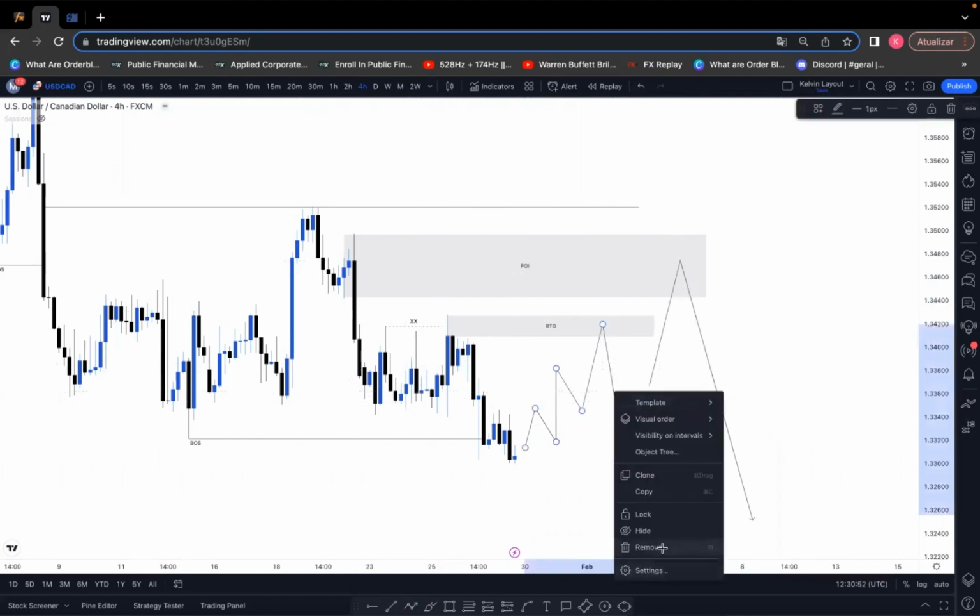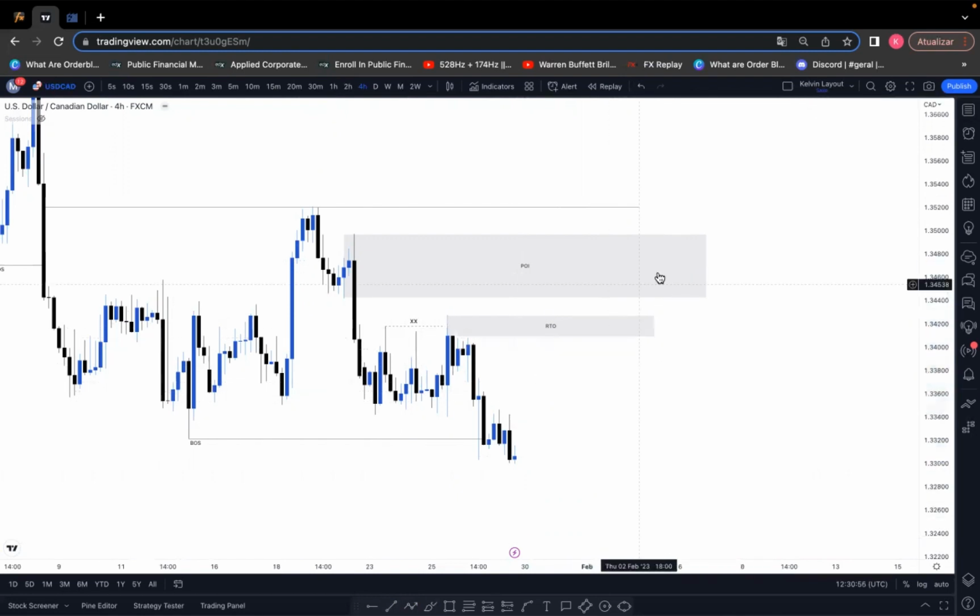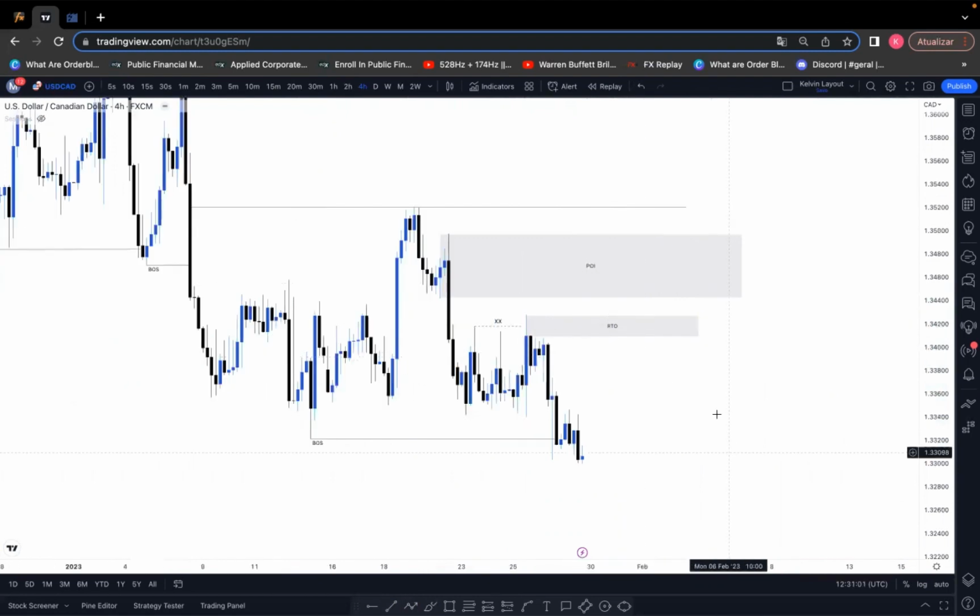So once price taps those 4 hour, I'll be looking for M15 change of character in both, to see if we have that confirmation that price is ready to continue towards the downside, right? So that's it for USD-CAD. Let's move to the last pair.